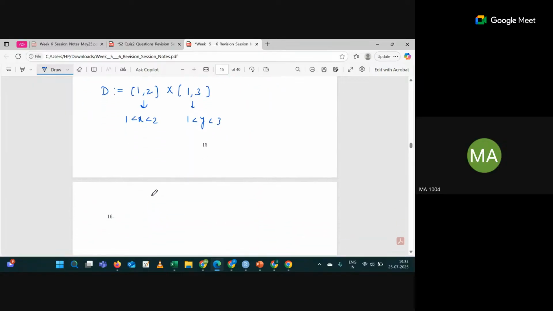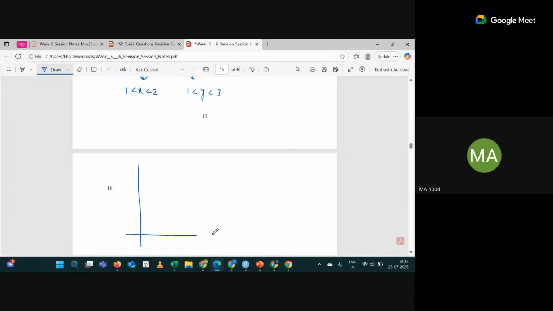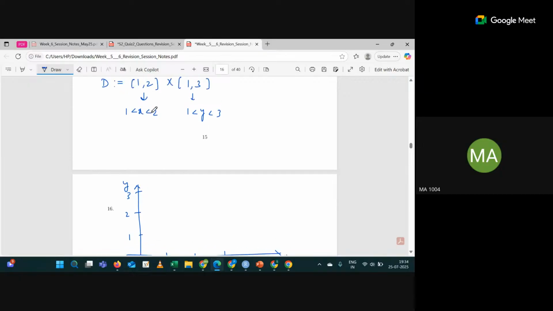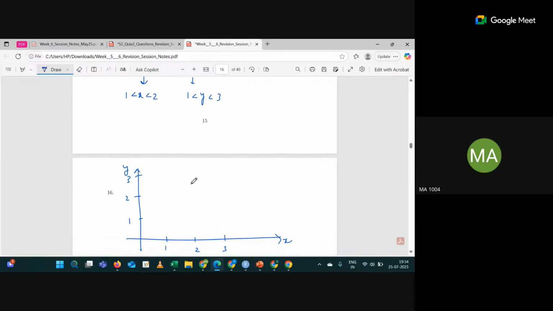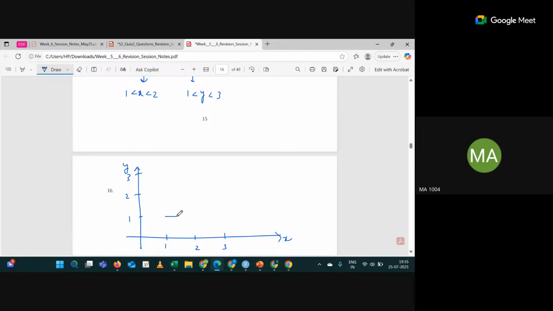The good approach is to try to draw the region. This is X, this is Y. Suppose this is 1, 2, 3, and this is 1, 2. Scaling, please adjust. So first of all, X is between 1 and 2, and Y is between 1 and 3. So X goes from 1 to 2, and Y is going from 1 to 3. I'm talking about this region. The scaling should be correct actually. Yes or no? Yes, sir. This is the correct way?